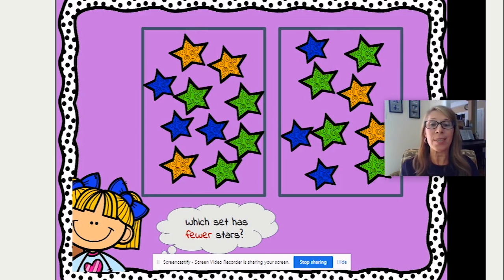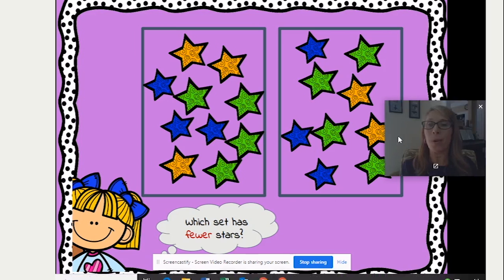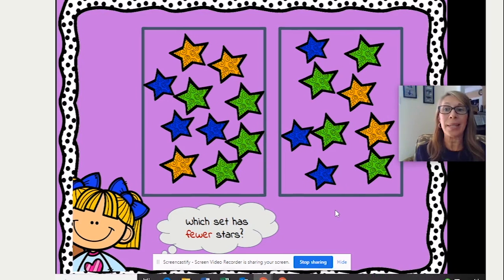This question is, which set has fewer stars? Remember, fewer is a smaller number, means less. When I look at these two, I just think they look the same. Maybe I'll just say same. You think I better count them as well? You're exactly right. We need to count each set to make sure. We are looking for the set that has fewer stars.